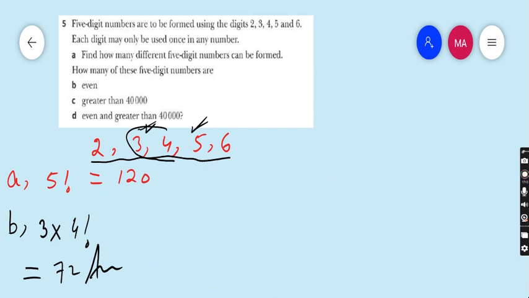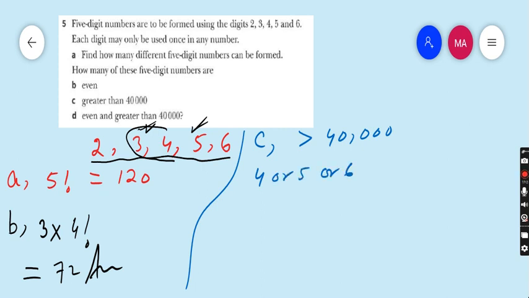Now move to next part. So these are very easy parts and very important. Greater than 40,000. So for greater than 40,000, first place must be 4 or 5 or 6. So there are three possible arrangements for first place.